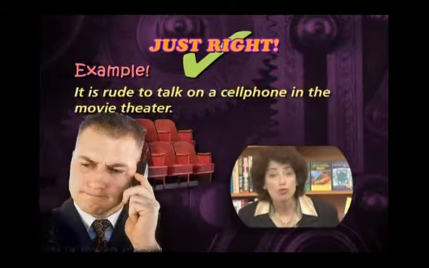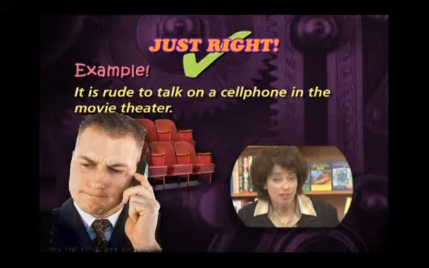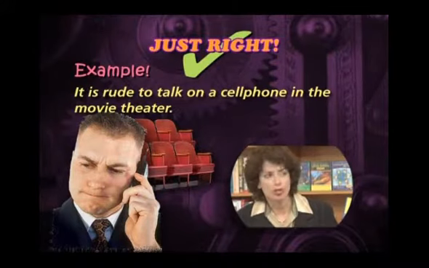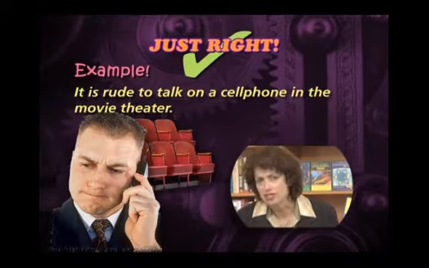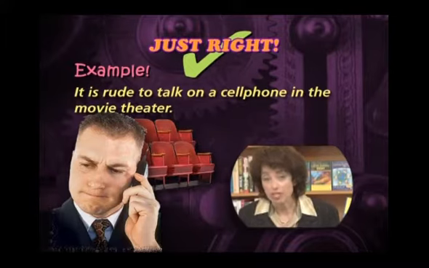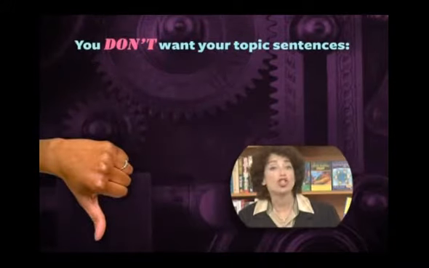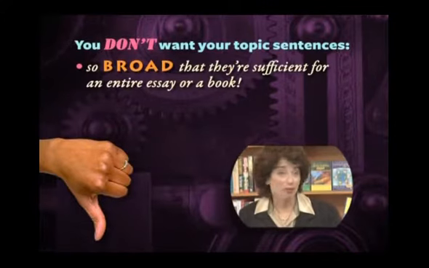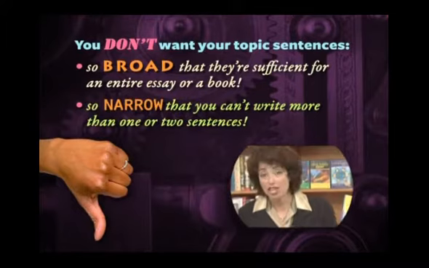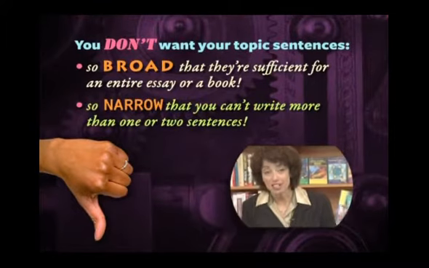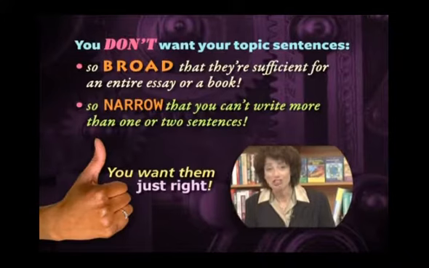Here's another one. It is rude to talk on a cell phone in a movie theater. Well, here you might describe how you are disturbing other patrons because they can hear your voice over the movie. And you might give one or two examples, perhaps when you've been at the movies and one of the patrons has done this and it's bothered you very much because you've been unable to hear the movie. So you don't want your topic sentences so broad that they're sufficient for an entire essay or even a book. You don't want them so narrow that you can't get more than one or two sentences. Like Goldilocks, you want them just right.